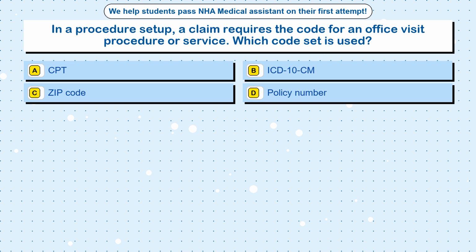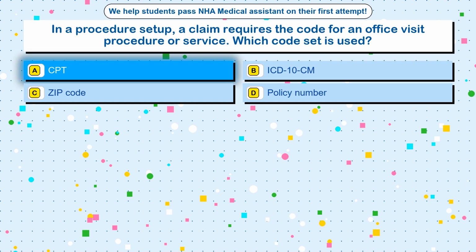Which code set is used? Option A, CPT. Option B, ICD-10-CM. Option C, zip code. Option D, policy number. The correct answer is option A, CPT.